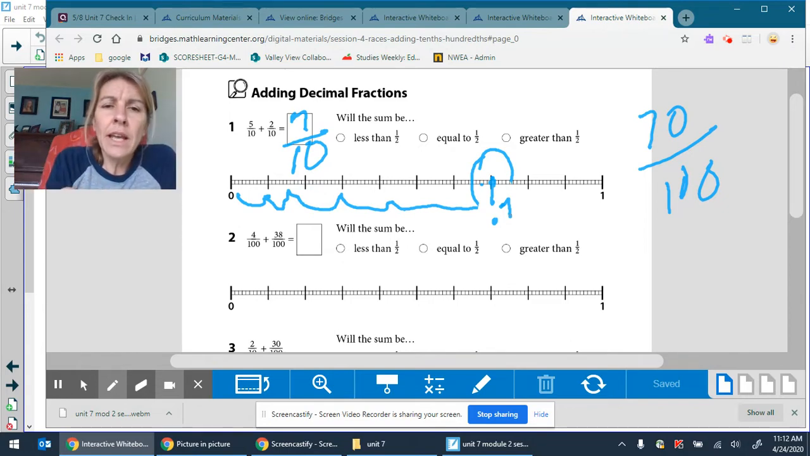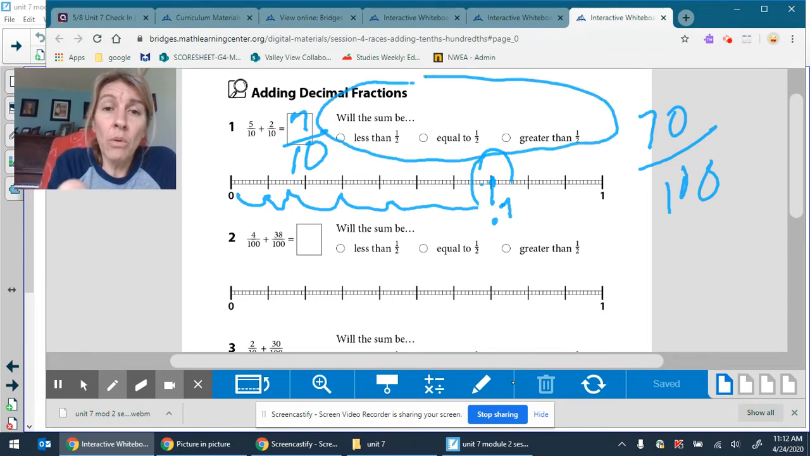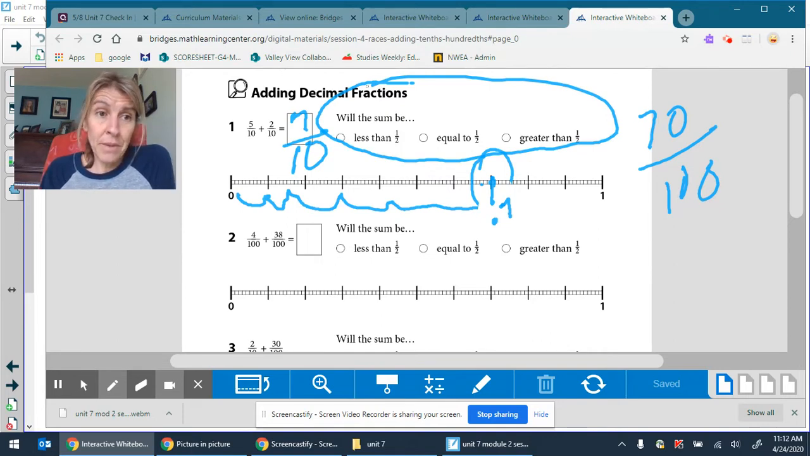So looking at it, we already know the sum. We did that first. We probably should have rounded first here and guesstimated because that's what the best mathematicians do. But let's look. It says, will the sum be, and sum means when you add two things, that would be the answer. So will the sum be less than half? Well, halfway through is right here. So I'm going to tell you right now, it's not going to be less than half. Equal to half, it did not land on that line. Or greater than 1/2.